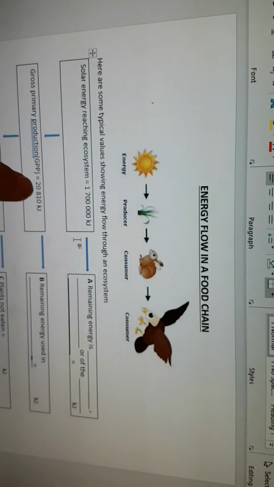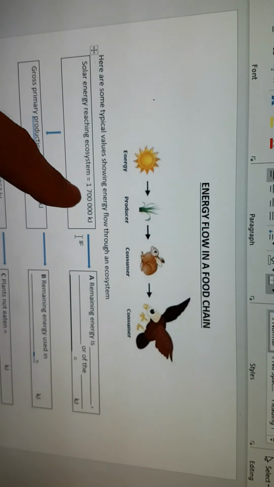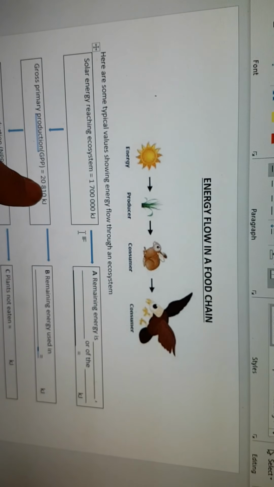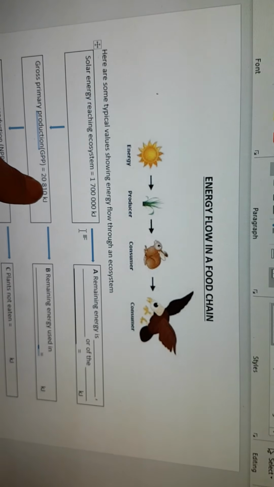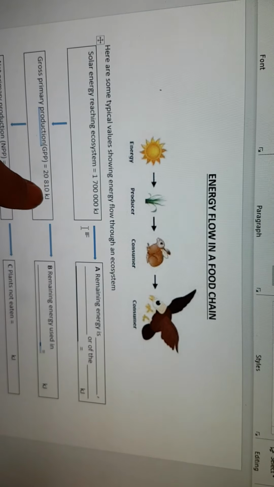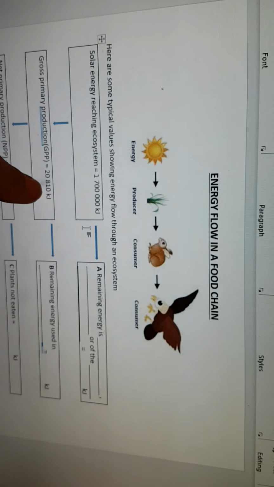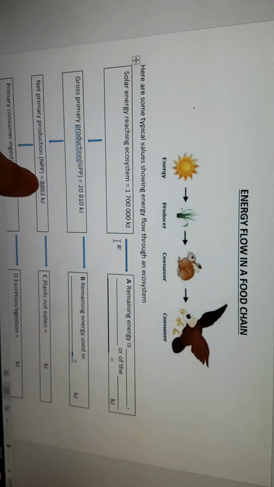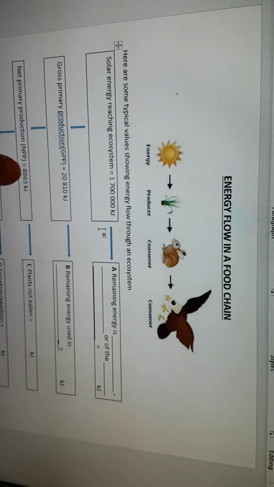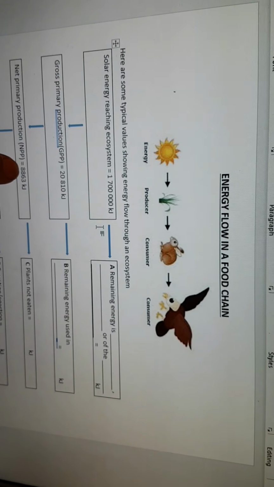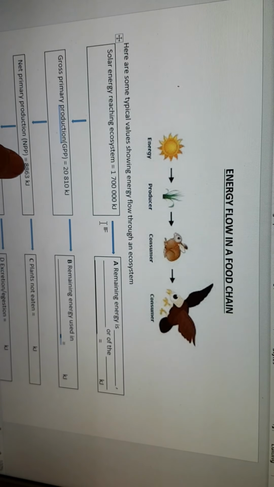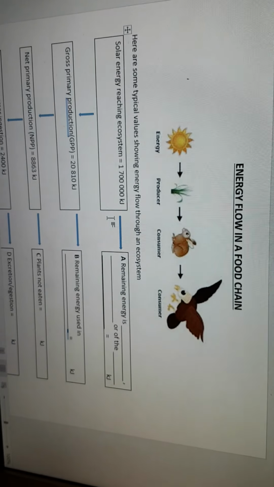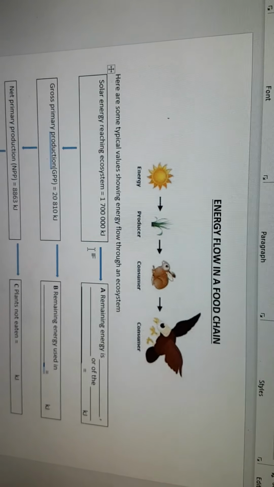But even though that's already a very low percentage, of course not even all of that is then available to the animals that eat the plants. Those rabbits don't get to choose from all that, because a lot of that is used in respiration. Only 8,000 odd is actually used to produce new plant biomass. So out of 1.7 million kilojoules, only 8,000 ends up producing new plant biomass.